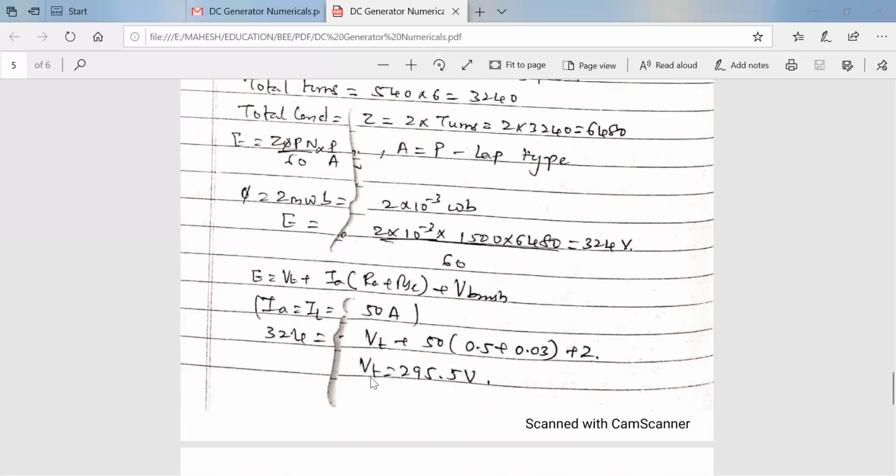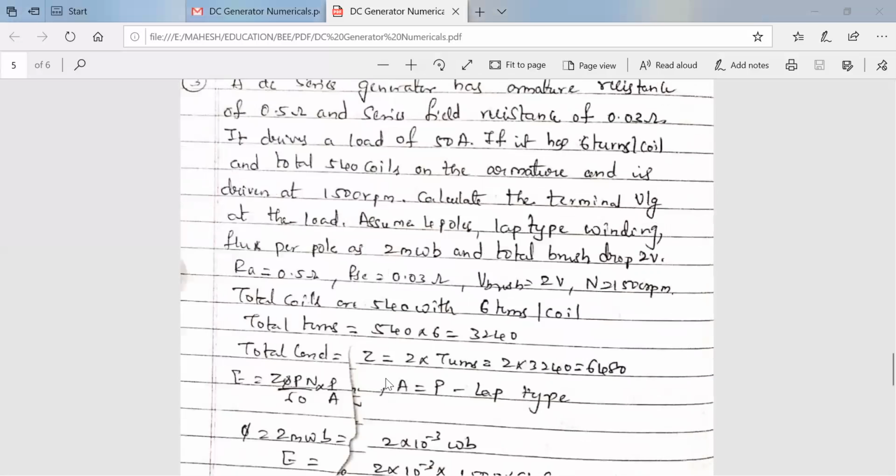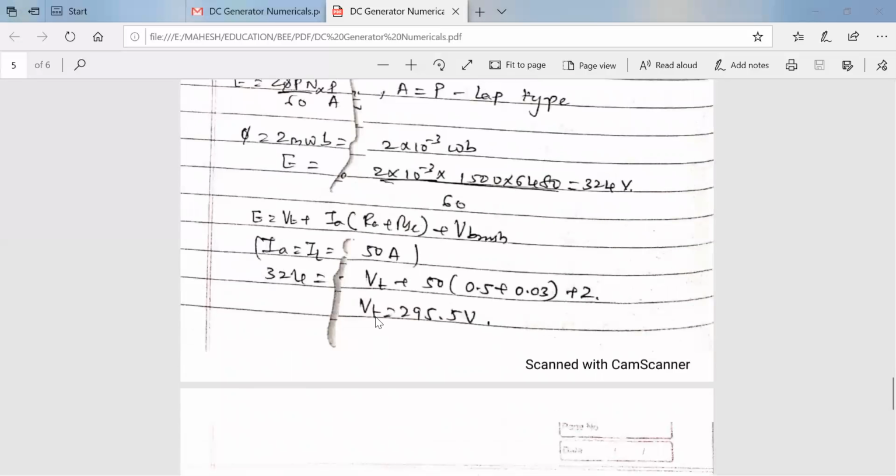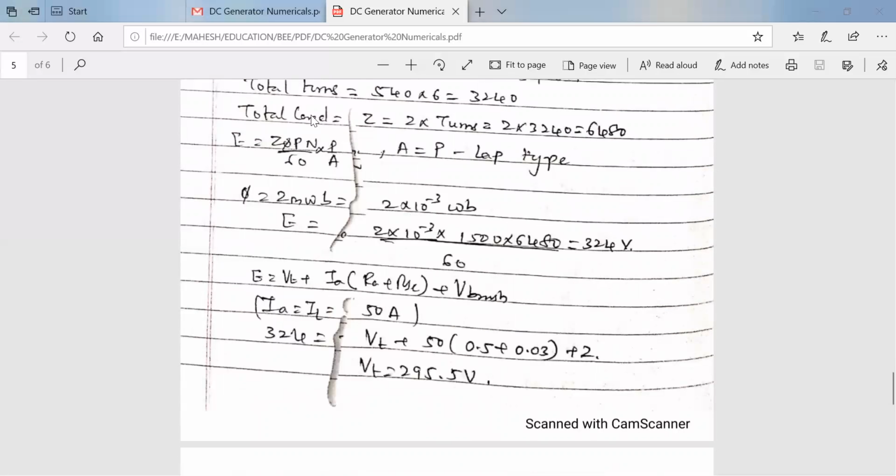On substituting all the numericals, we will get E equals to, sorry, I need to calculate terminal voltage. So he has given 324 EMF. On substituting, we'll get Vt equals 295.5 volts. And remember here we need to consider even the voltage drop across the brushes. So 324 equals Vt plus 50 into (0.5 plus 0.03) plus 2. Vt equals 295.5. So from this one we can calculate EMF. On substituting all the values, we will get 324 volts. So once you know the EMF, you will get the terminal voltage.